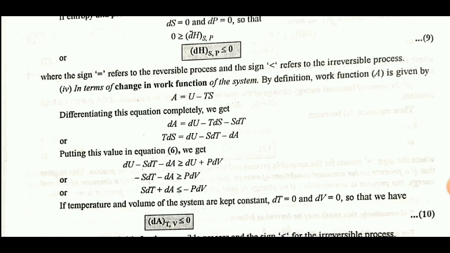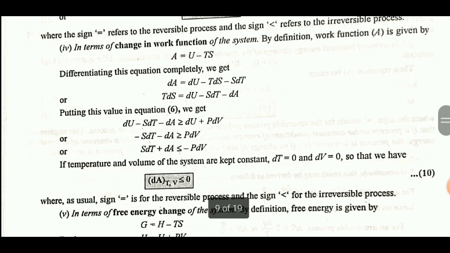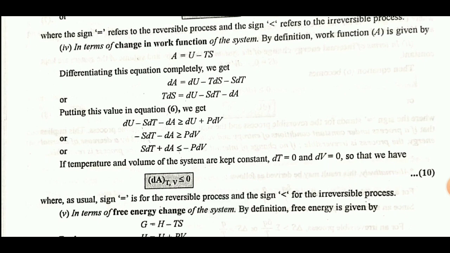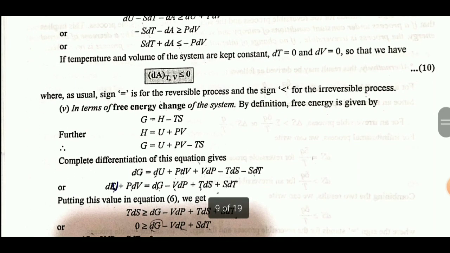Fourth, in terms of change in work function of the system. By definition, work function A is given by A is equal to U minus TS. Differentiating this equation completely, we get TdS is equal to dU minus SdT minus dA. Putting this value in equation 6, we get SdT plus dA is less than or equal to minus PdV. If temperature and volume of the system are kept constant, dT is equal to 0 and dV is equal to 0, so that we have dA at constant T and V is less than or equal to 0, whereas the usual sign equal to is for the reversible process and the sign less than for irreversible process.